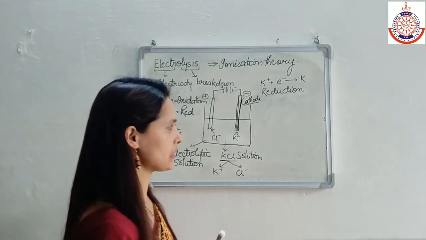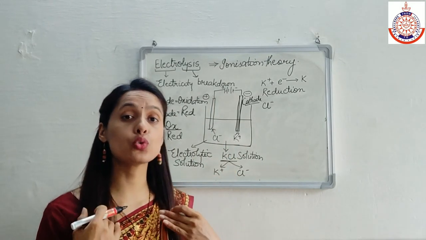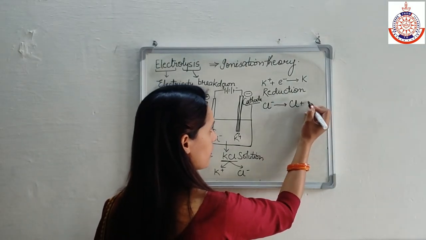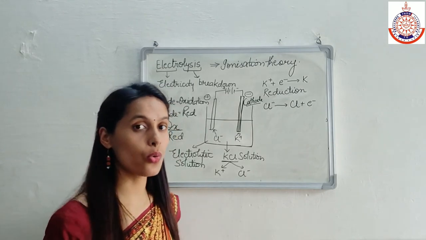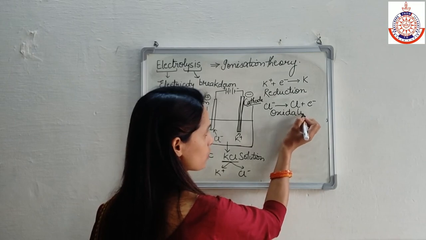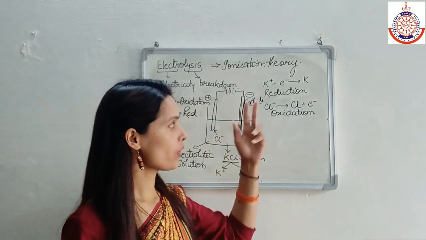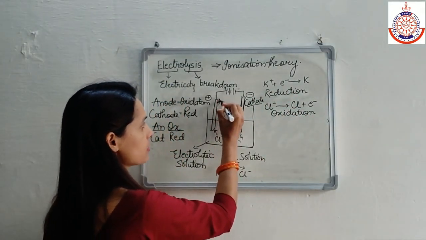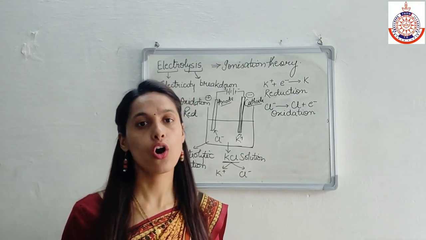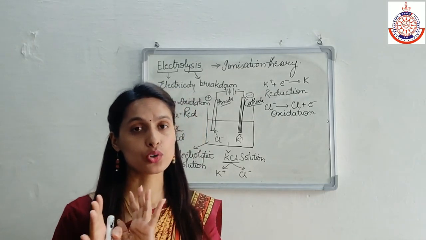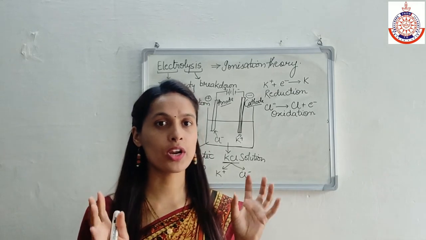Now, Cl negative reaches this terminal, which carries a positive charge. Cl negative loses its one electron and gets converted into Cl, and losing an electron is known as oxidation. If there is oxidation, it is considered the anode. So whenever we are dealing with either an electrolytic cell or a galvanic cell, the electrode where oxidation occurs is considered the anode, and where reduction occurs is considered the cathode. I hope this point is clear to you.